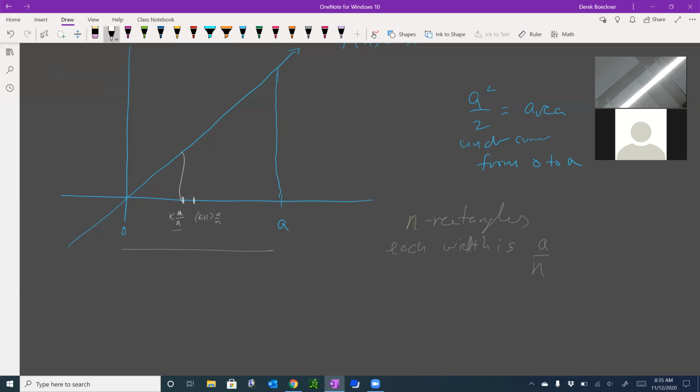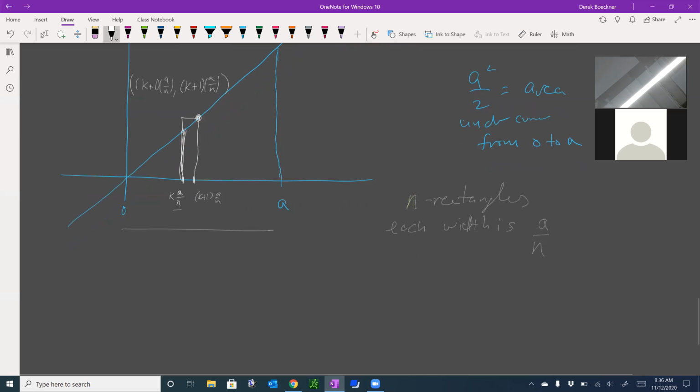We'll do the right-hand endpoint this time. So this time we'll use an overestimate. It doesn't matter, but we'll use an overestimate. So I'm going to go at k plus 1, a over n is how tall this thing is from the right-hand endpoint, because this is my point. My point is k plus 1 a over n, comma k plus 1 a over n, because my function is just output equals input.